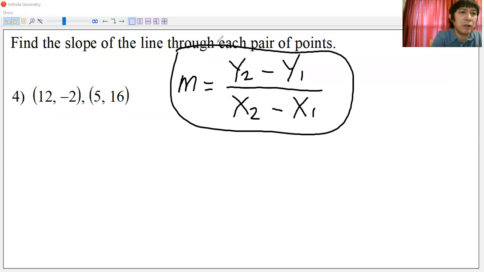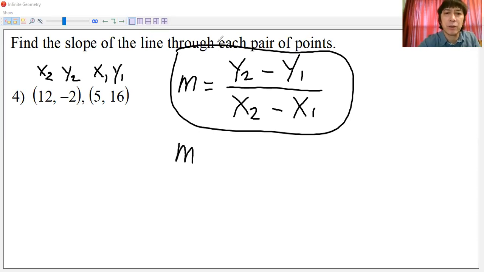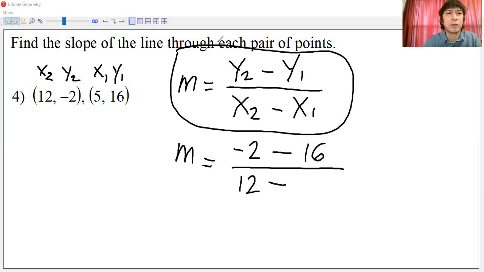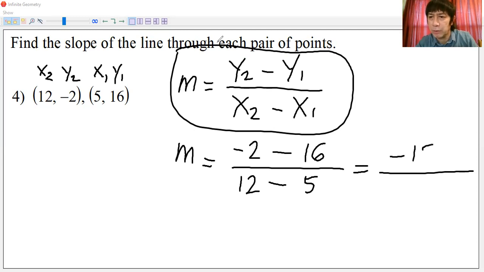All right, so you can label this as x2, y2, x1, y1. There. All right, let's use the formula, direct substitution. Y2 is -2 minus, get the y1, that is positive 16, and then x2 is 12 minus, get the x1. X1 is 5. And we continue. -2 minus 16, that will become -18. And 12 minus 5 is 7.